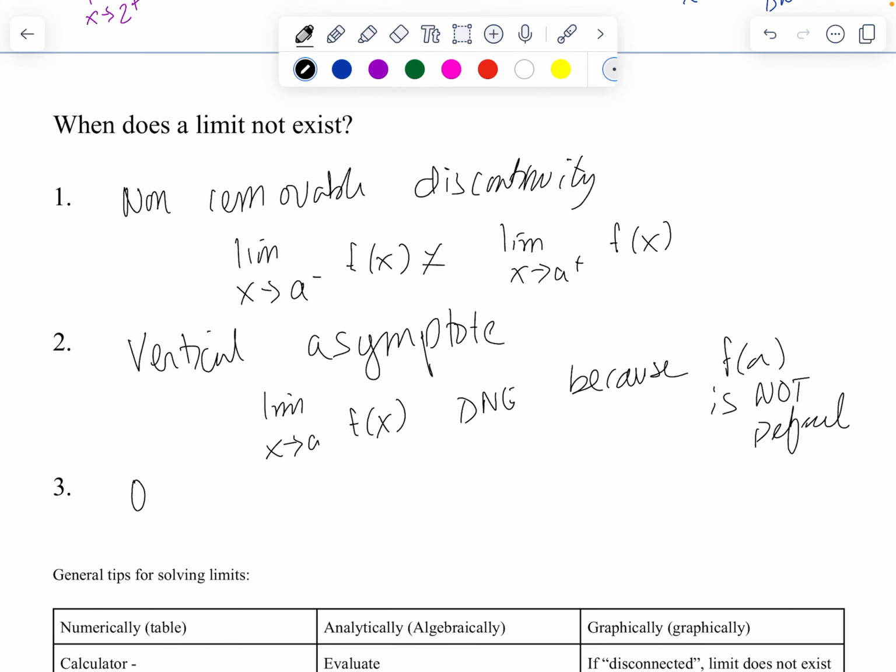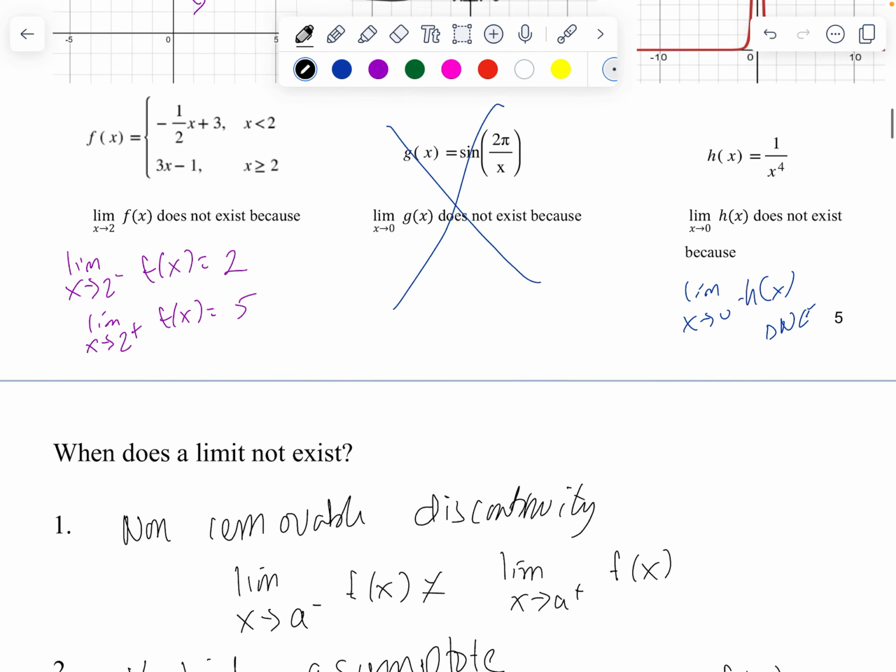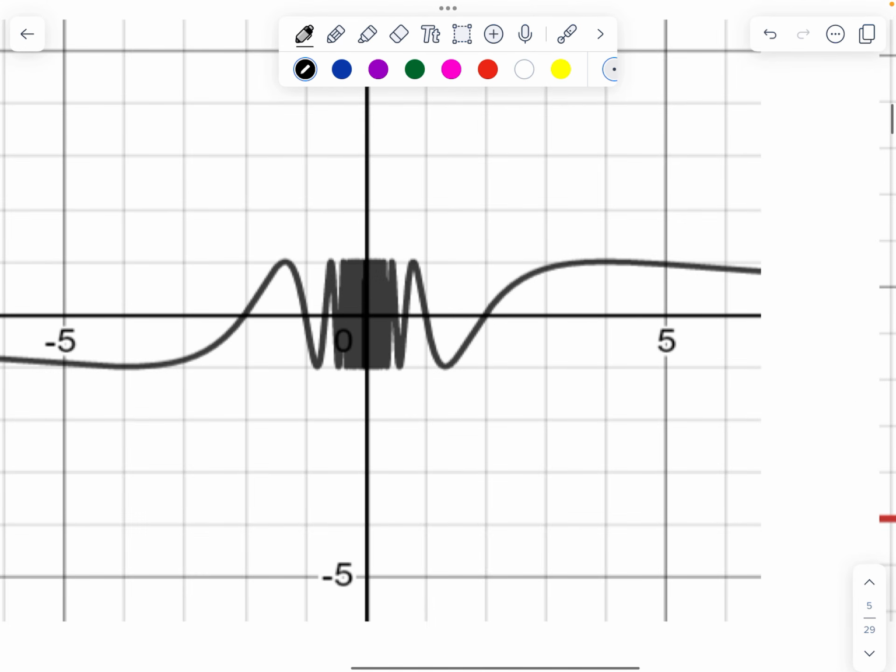And then we have an oscillating discontinuity. This is the least common one, as I already said, and I would not spend your time doing that. Oscillating discontinuity is just because the y value is fluctuating so quickly in between, as was shown on this last page, that there is no y value that's established there.